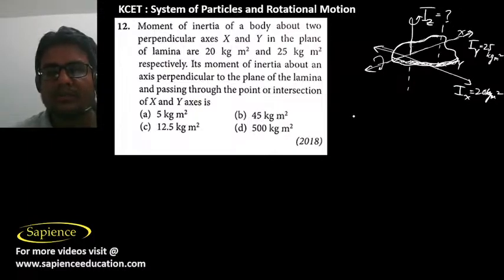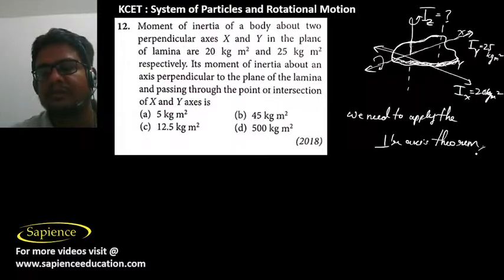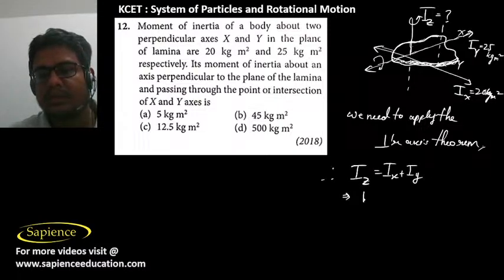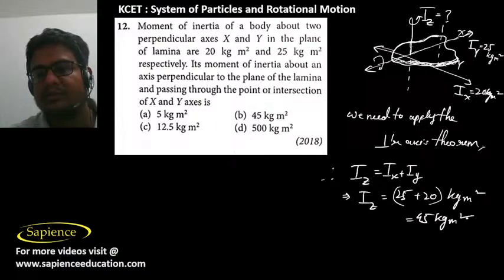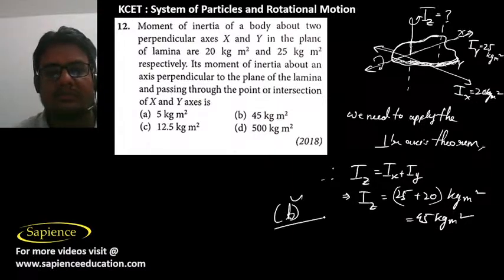Here we need to apply the perpendicular axis theorem for moment of inertia. So Iz will be equal to Ix plus Iy. Therefore Iz will be equal to 25 plus 20 kg meter square, so it is 45 kg meter square. So option B is the correct answer.